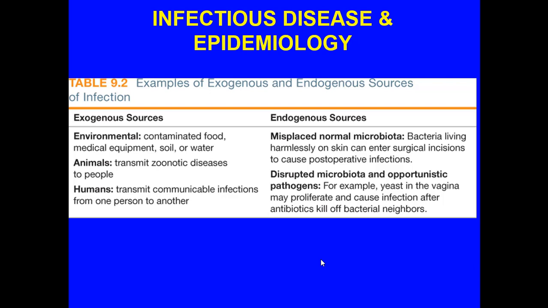That's the same bacteria. But now they're not on the skin. They're in that wound, and they will proliferate and cause disease. Also, we have disrupted microbiota and opportunistic infections. For example, yeast in the vagina may proliferate and cause infection after antibiotics kill off the bacterial neighbors. Many women suffer yeast infections after they've been given an antibiotic treatment.